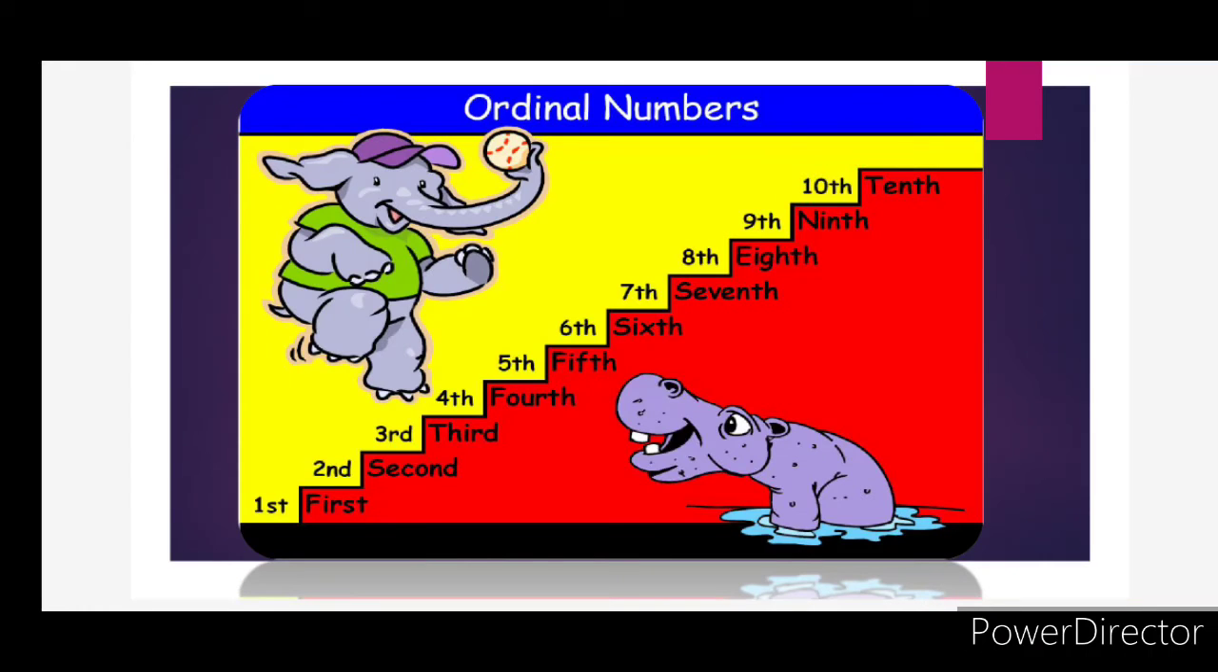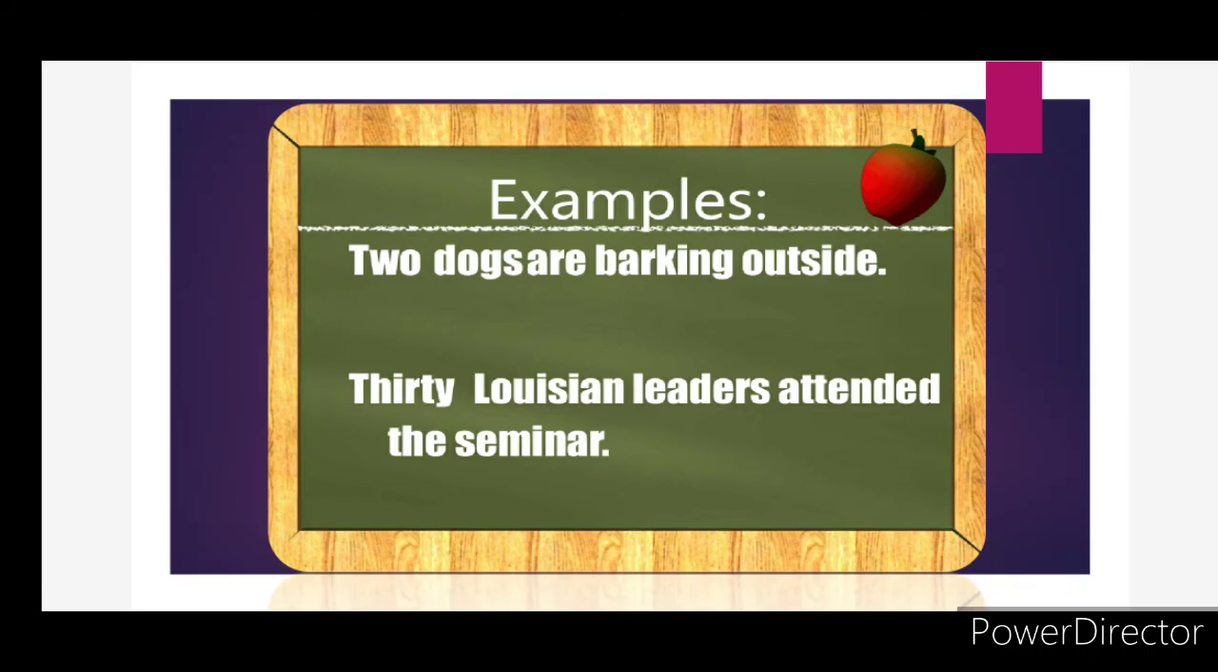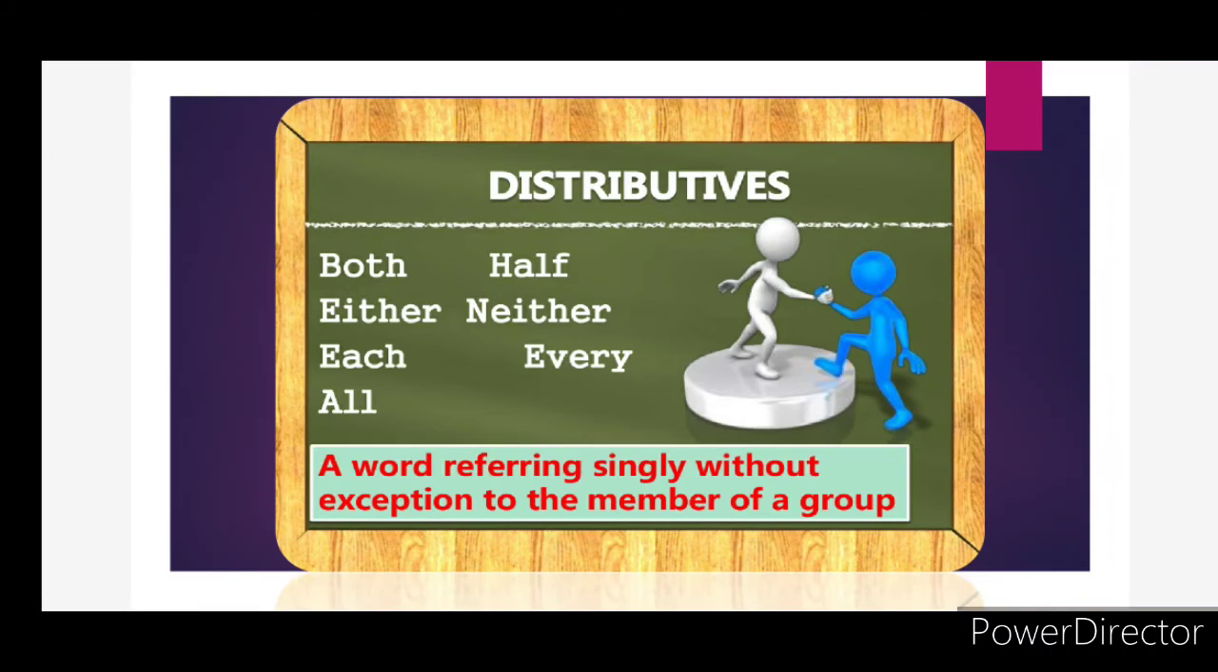So you all can see the numbers are given here. 1st to 10th: 1st, 2nd, 3rd, 4th, 5th, all these are showing numbers. Now let's have a look at these examples. 2 dogs are barking outside. 30 Louisian leaders attended the seminar. So 2 is a number, 30 again is a number. Again, these are also determiners.